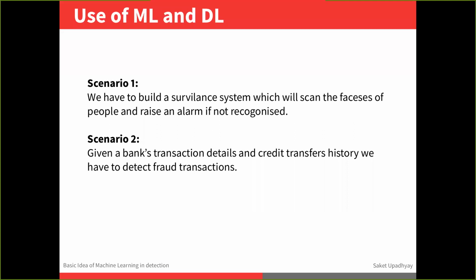This requires much more computational power, and it has a large number of features to be identified. In the second scenario, we have specific information like a bank's transaction details, which will contain the time of transaction, amount of transaction, duration of transaction, etc. So we have certain specific and known things to calculate.